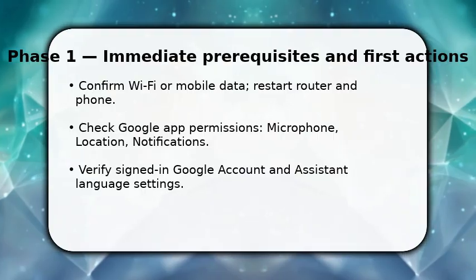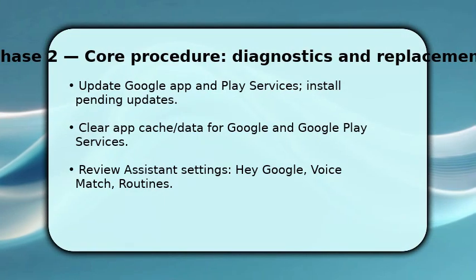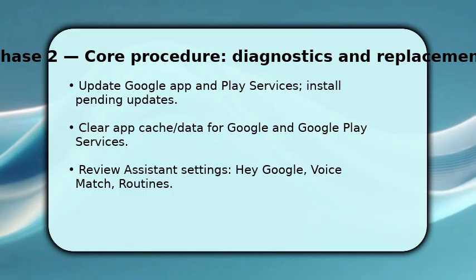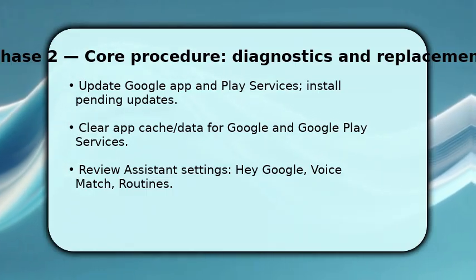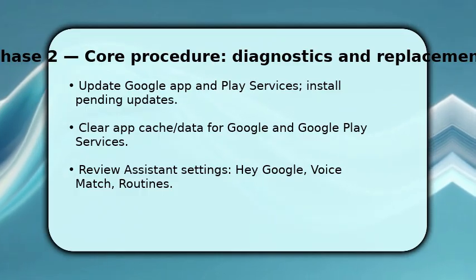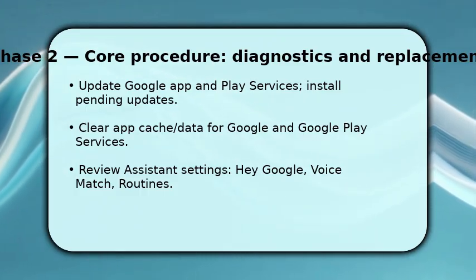After the basics, focus on the apps and system services that power Assistant. Update the Google app and Google Play services to the latest version, then clear cache. If persistent, clear app data for Google and Play services to rebuild settings.